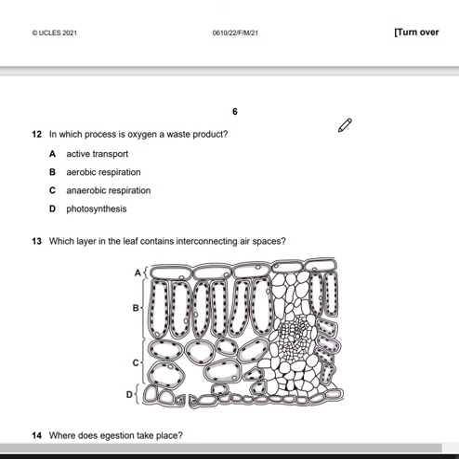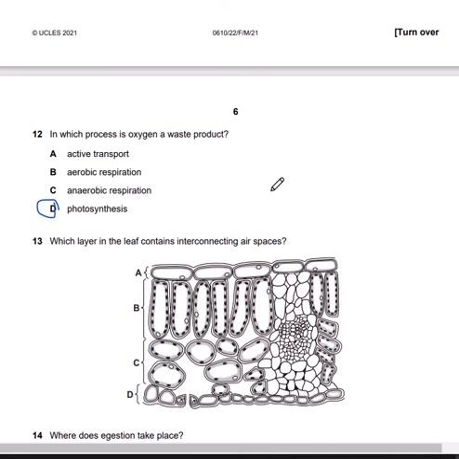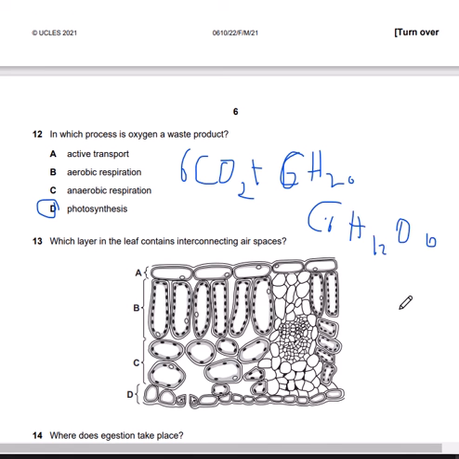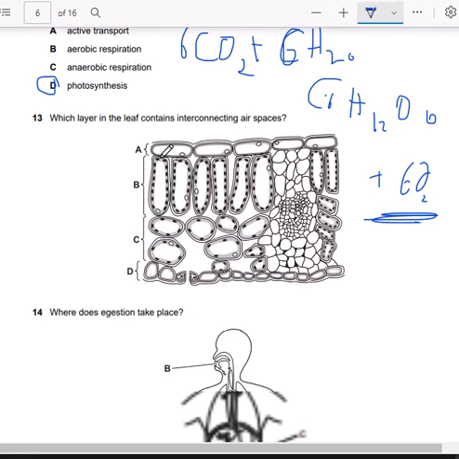In which process is oxygen a waste product? Photosynthesis, because it's 6CO2 plus 6H2O that give us C6H12O6 plus 6O2. This is the waste product as it's released into the environment.